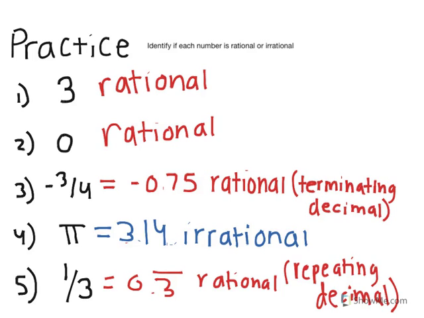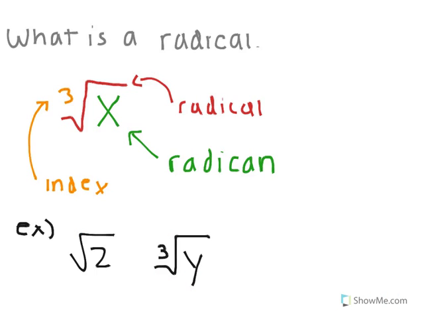Okay, so here's what I got. Number 1 is rational because it's just an integer. Same with number 2. It's rational. -3/4, if I plug 3 divided by 4 in my calculator, I would get -0.75, and this is rational because it's a terminating decimal. Pi, as we all know, this is one you just have to memorize, is irrational because it's 3.14, and it goes on and on forever. And 1/3, if I plug 1 divided by 3 into my calculator, I'll get 0.33333 to infinity forever, and that's a repeating decimal, so it is rational.